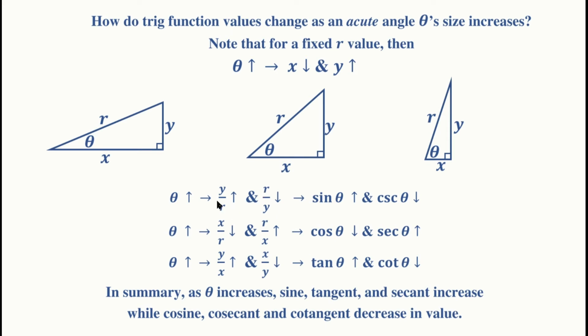And what about the reciprocal of y over r, which is cosecant? Notice the exact opposite is going to have to happen to cosecant, right? Because now you are making the denominator of a fraction larger but keeping the numerator fixed. So what happens? The fraction value is going to go down. Let's see if we can look at that in the form of an example to make sure that makes complete sense to you.